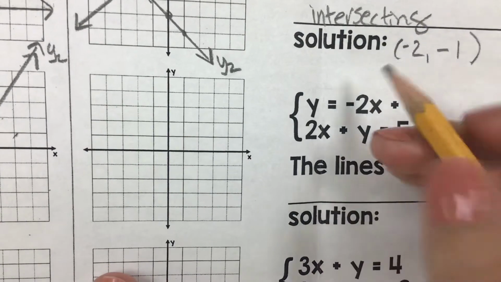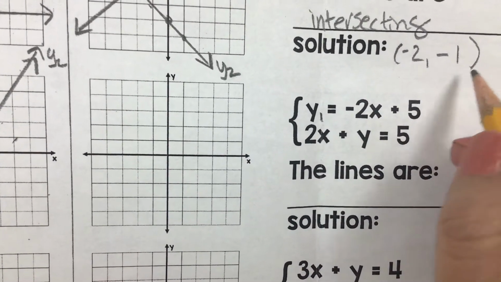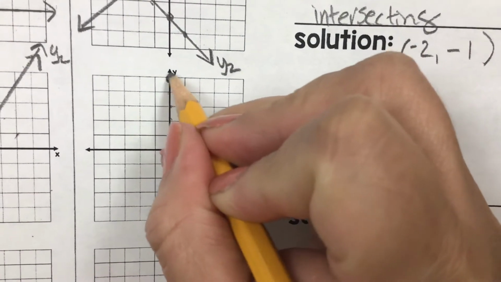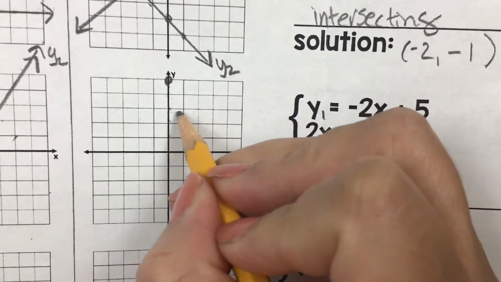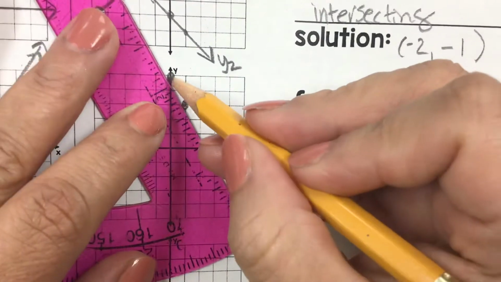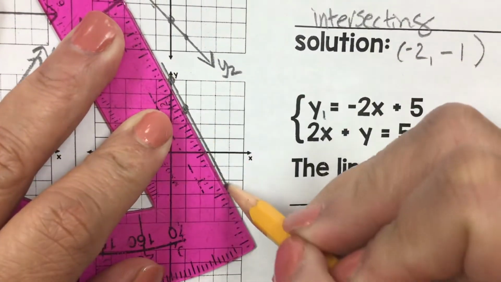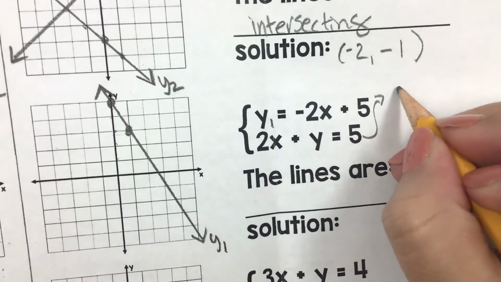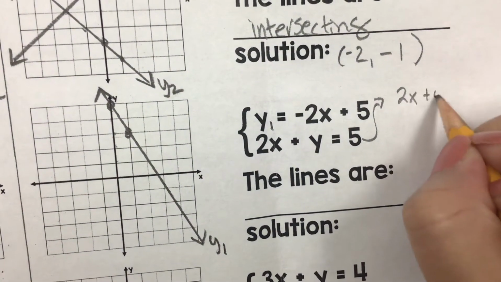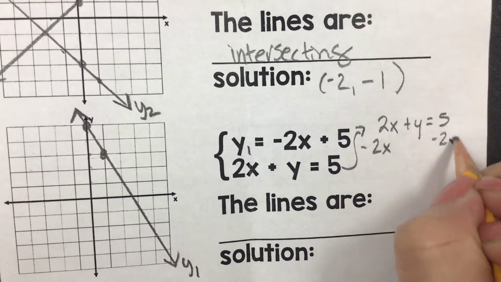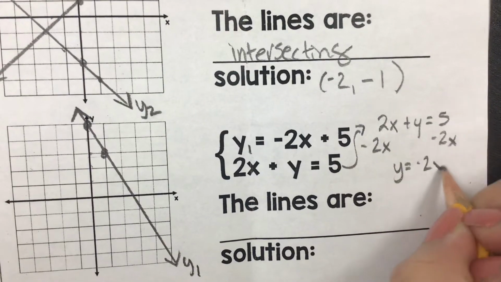Okay, so again, this is y1, the first equation, which is ready to graph. So we're going to start at the positive 5: 1, 2, 3, 4, 5. We need to go down 2 to the right 1. And this is your y1. The other one's not ready to graph yet, so we need to fix it. 2x plus y is equal to 5. So we're going to subtract 2x from both sides. Y is equal to negative 2x plus 5.